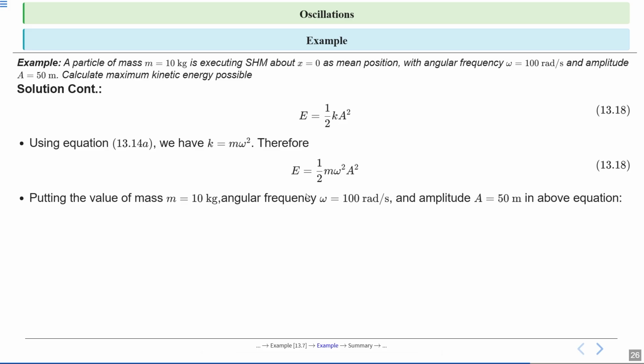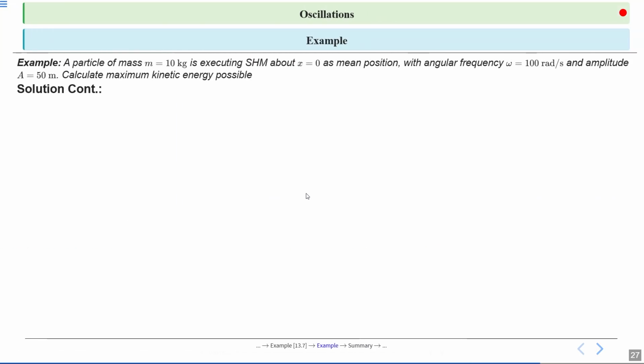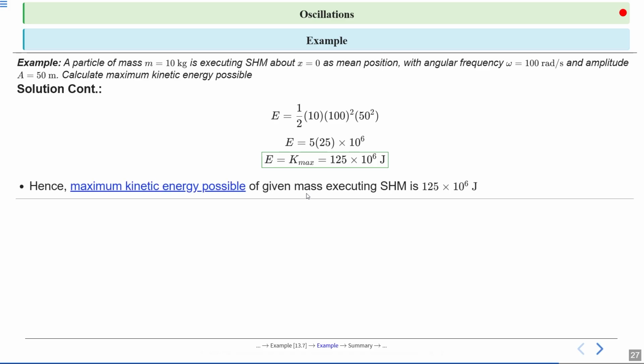Alright. So, substitute the values, you will get E equal to 1 by 2 into 10 into 100 square into 50 square. Now, E equal to 5 into 25 into 10 raised to the power 6. So solving this calculation, you will get 125 into 10 raised to the power 6 joule. Hence, the maximum kinetic energy possible of the given mass executing SHM is 125 into 10 raised to the power 6 joule.